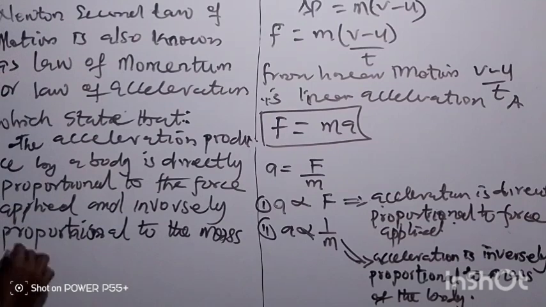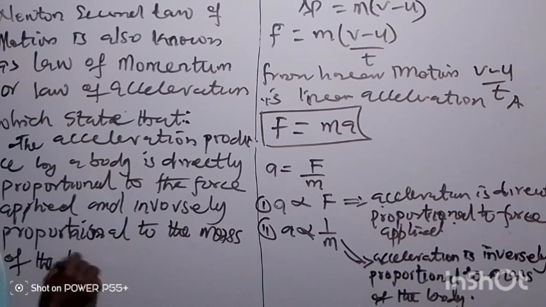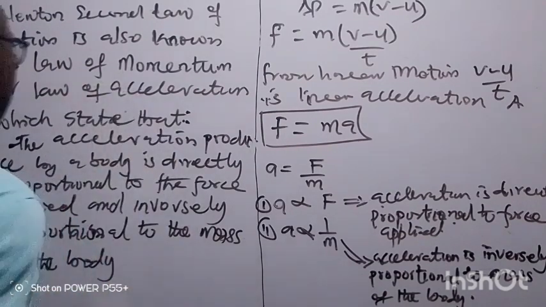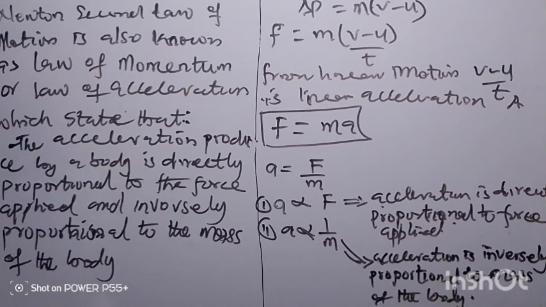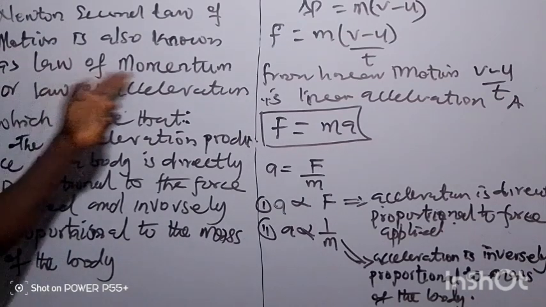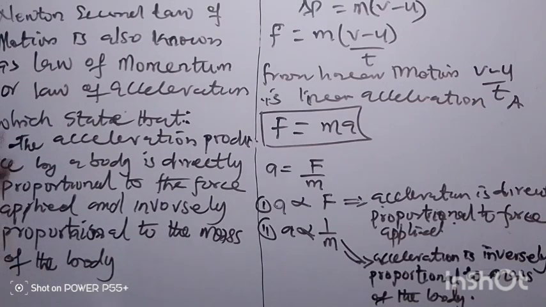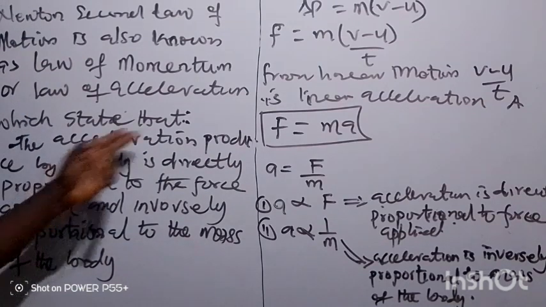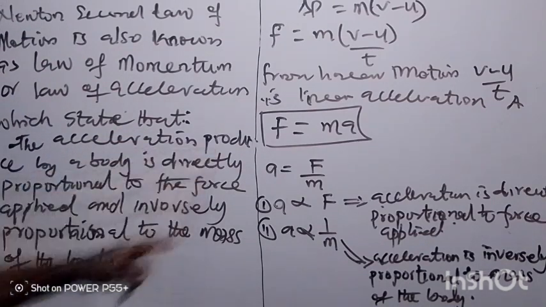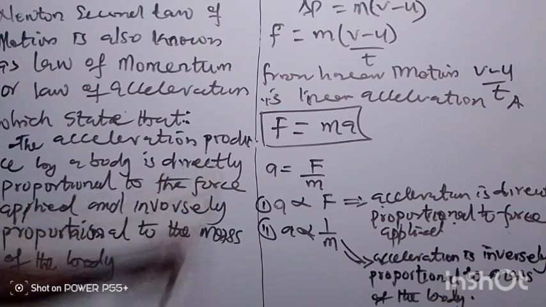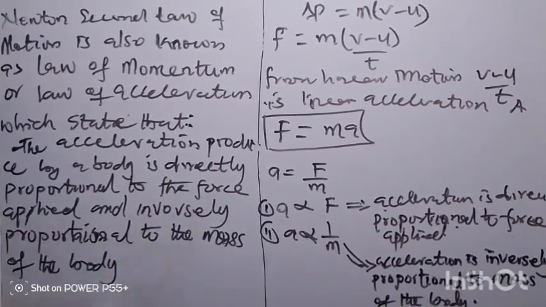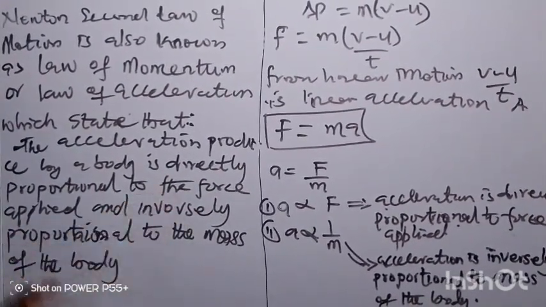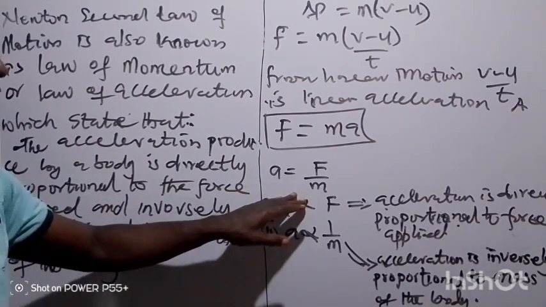That is Newton's second law of motion, which we say is also known as Newton's law of momentum or law of acceleration. It says that the acceleration produced by a body is directly proportional to the force applied and inversely proportional to the mass of the body, according to the equation given on the board.